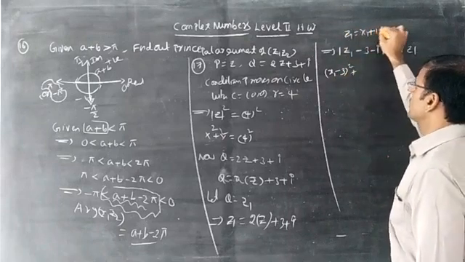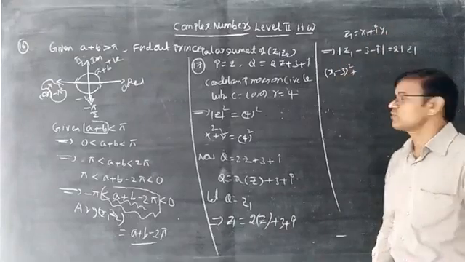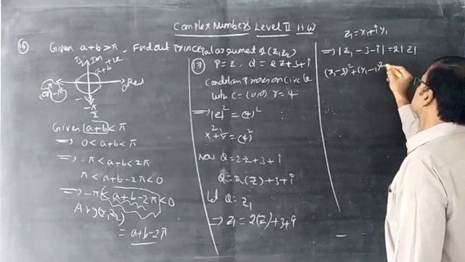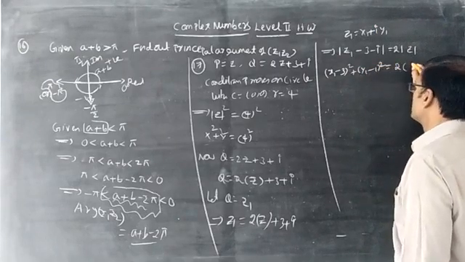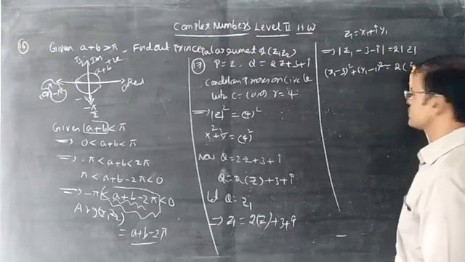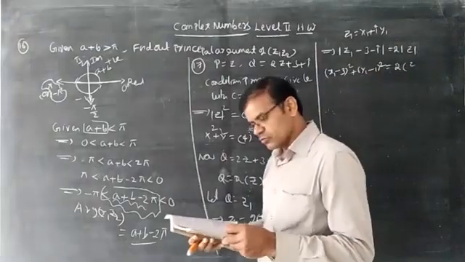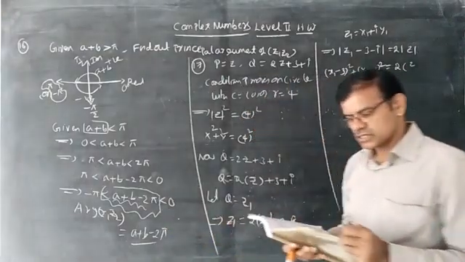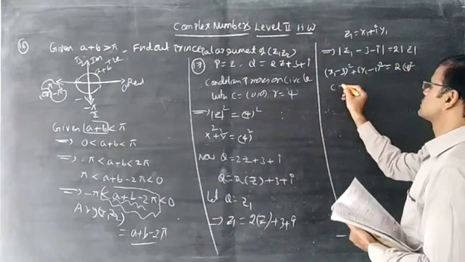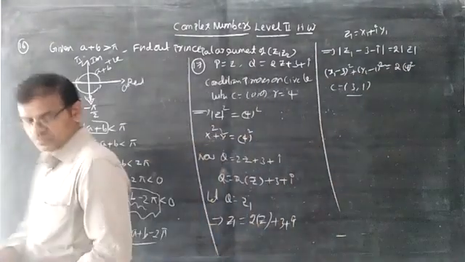x1 plus I y1 can be understood as x1 minus 3 whole square plus I taken common y1 minus 1. So x1 minus 3 whole square plus y1 minus 1 whole square is equal to 2 into modulus Z. Modulus Z meaning x square plus y square, that is equal to 2 into 4 square you can write. He is asking only the center. So center C is equal to 3 comma 1 for the locus.